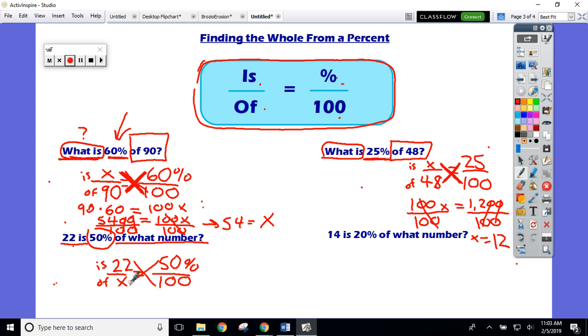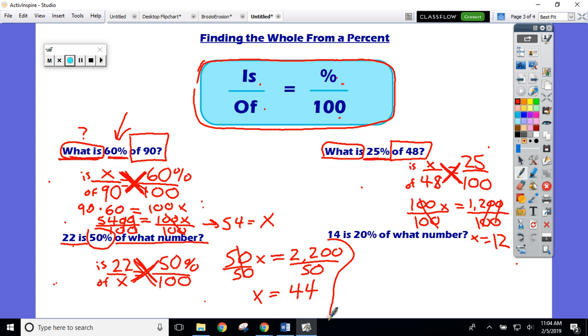Crisscross. 50x, because they are together, equals 22 times 100, which is 2,200. I'm going to divide each side by 50, because I divide by the number that's with the x. x equals 2,200 divided by 50, which is 44.